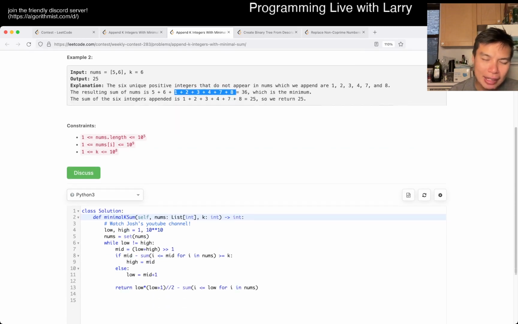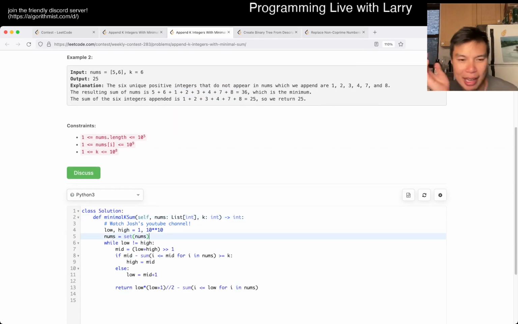So that's basically the binary search. I know that I'm kind of hand wavy over this a little bit, but definitely with that in mind, take a look at the solution and check his channel out. May have a better solution.